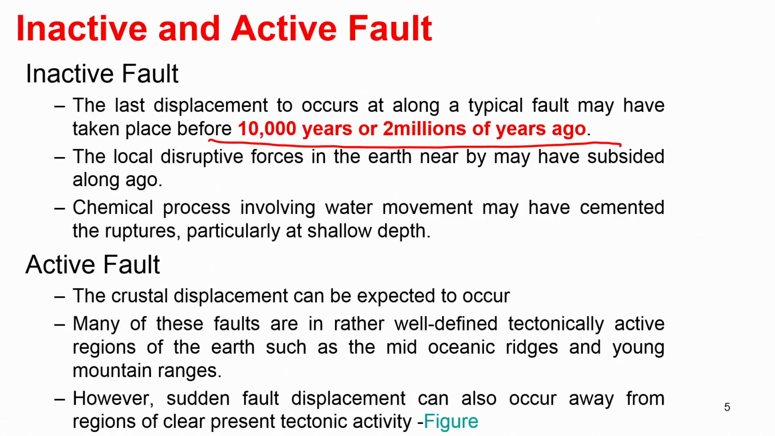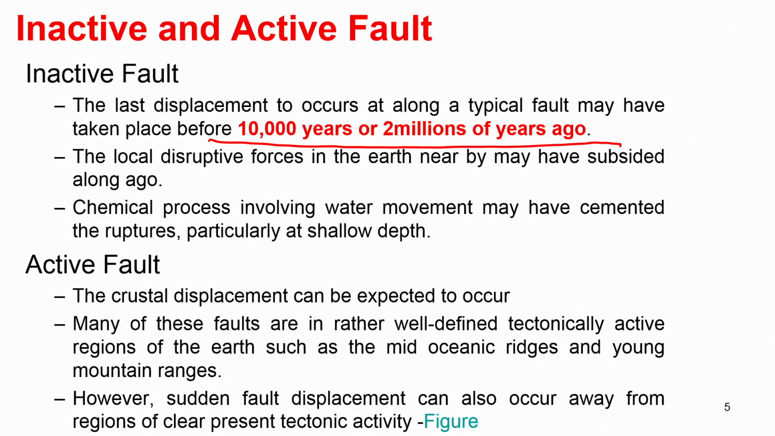And apart from that, the chemical process involving water movement may have cemented the rupture, particularly shallow ones. Sometimes, due to weathering and all, even where there is a fracture, the movement of the fault slows down or subsides. The water reacts with the materials in the rock or soil, it becomes chemically composite due to the weathering process, and this chemical may fill these kinds of weak zones and become solidified. Okay, that kind of thing is also evidence for inactiveness in the particular area. So this is how you can identify an inactive fault.